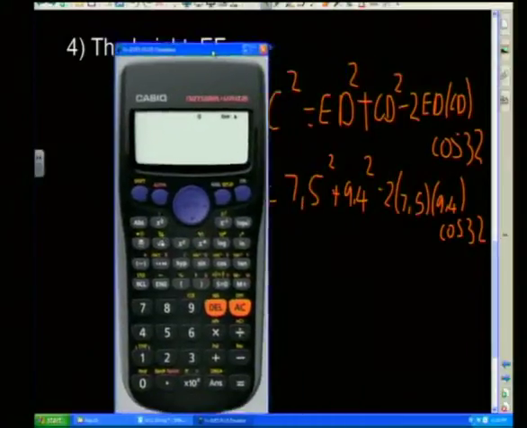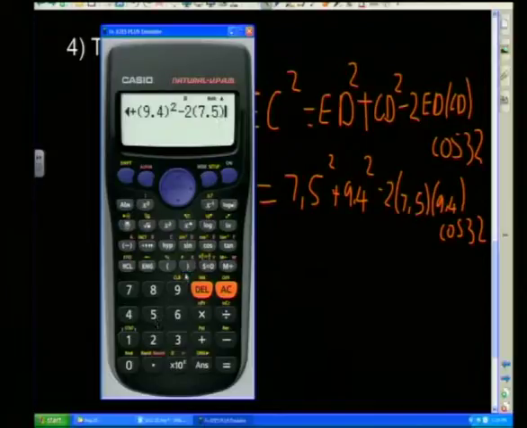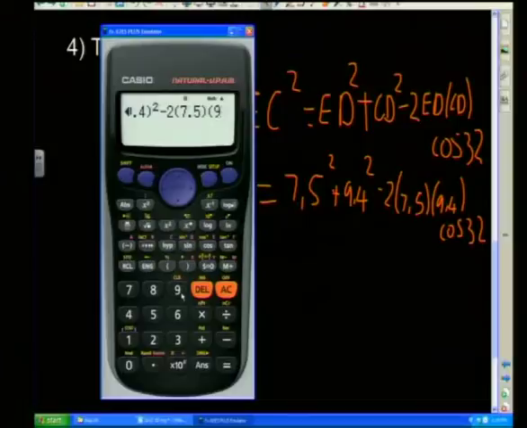So we've got 7,5 squared plus 9,4 squared minus 2 times. You're really just typing the sum in exactly as you see it in your workbook or on your screen. And then it's cos of the angle, which was cos of 32.